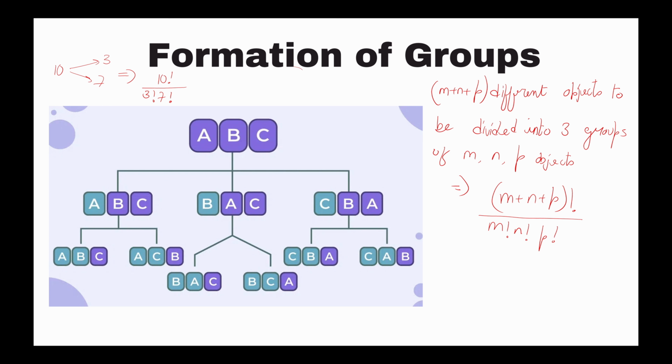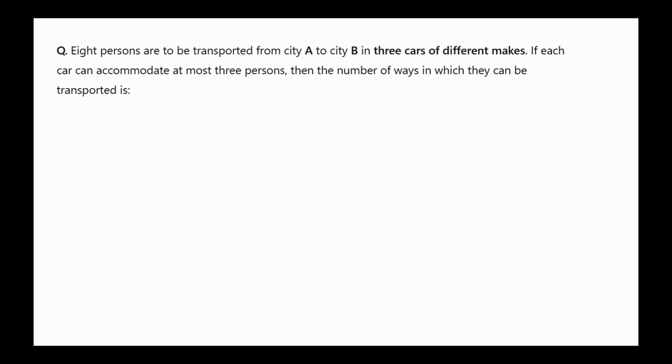As you can see here, A, B, C, consider this as M, N and P. If I was to distribute them in 3 groups, considering one is M, one is P, and the other one is N, then how many ways can you distribute them again? So that would be a permutation and combination. Let's do a question based on this concept. It would clear all your doubts.